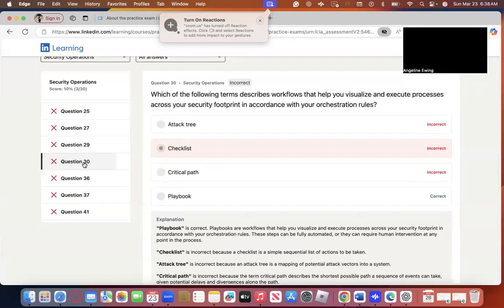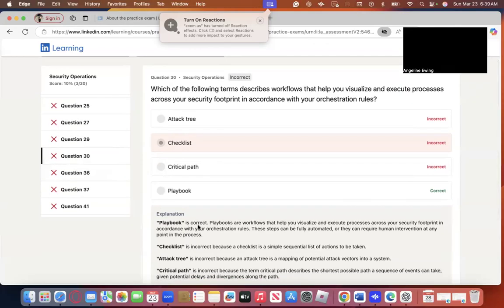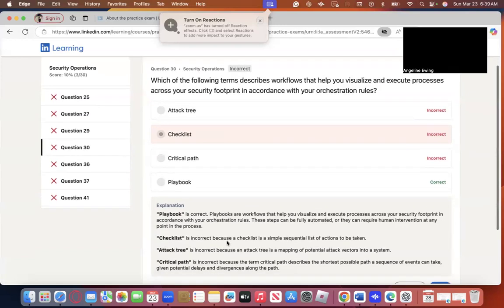Which of the following terms describes workflows that help you visualize and execute processes across your security footprint in accordance with your orchestration rules? That will be playbook. Playbooks are workflows that help you visualize and execute processes across your security footprint in accordance with your orchestration rules. These steps can be fully automated or they can require human intervention at any point in the process.